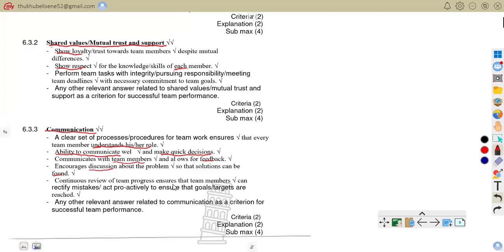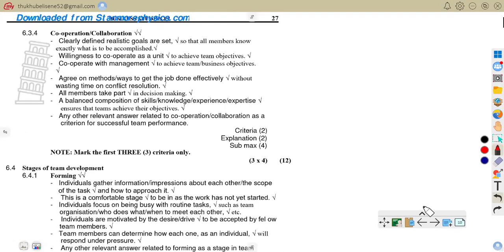Continuous review of team progress ensures that team members can rectify mistakes and act proactively to ensure the goals and targets are reached. So make sure that the team progress is reviewed continuously, just to make sure that mistakes are rectified early. And that will allow productivity to take place, and then it is going to be easy for the goals and the targets of the business to be met. So now let us move on.